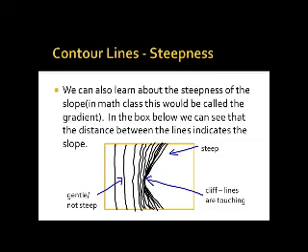In the next picture, we learn about the steepness of the slope, and here we can see that the distance between the lines indicate the slope. When the contours are close together, they show a steep slope, but when the contours are wide apart, they show a gentle slope. But in case of waterfalls and cliffs, the lines are touching.